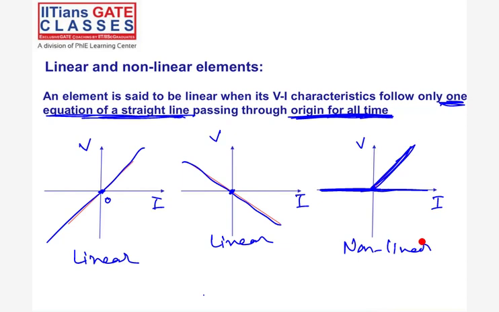This is about linear and non-linear elements. When do you call an element as linear? When its VI characteristics follow only one equation of a straight line and it should pass through origin.